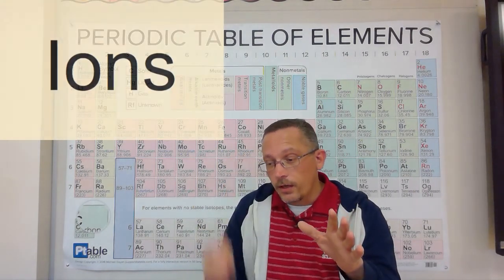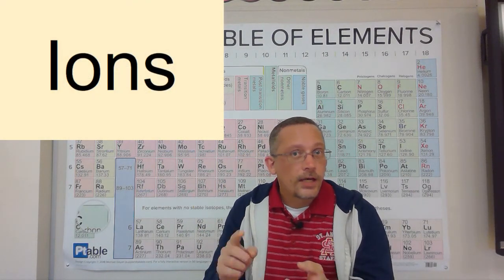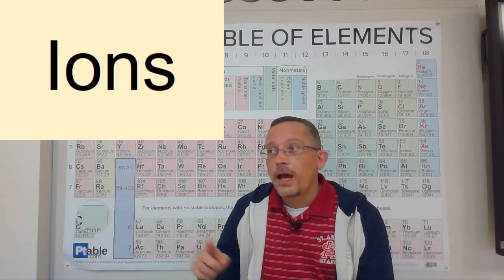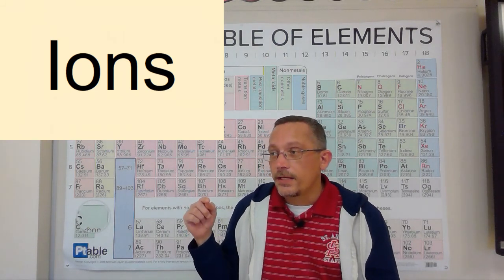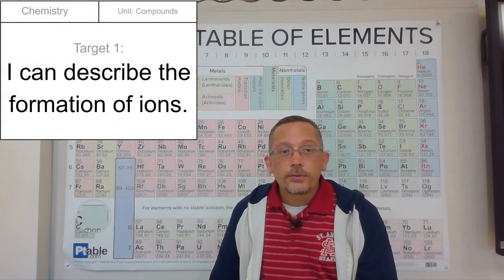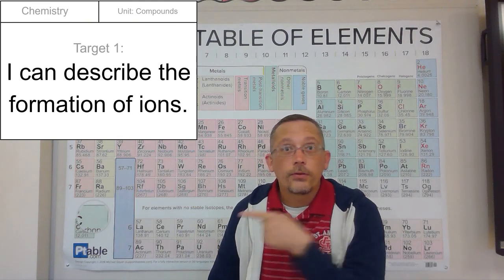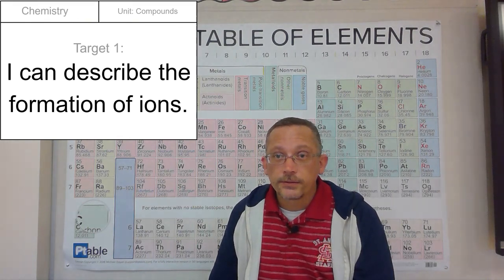The two different kinds of compounds, they form for different reasons, but the reasons are similar. And we'll get into that in a few minutes here. Today, we're going to talk about ions, how and why ions form, how we name ions, and how we write symbols for ions. And then in the next lesson after this, we'll talk about ionic compounds and how they form and how we name them and so forth. So the target for today is to be able to describe the formation of ions.